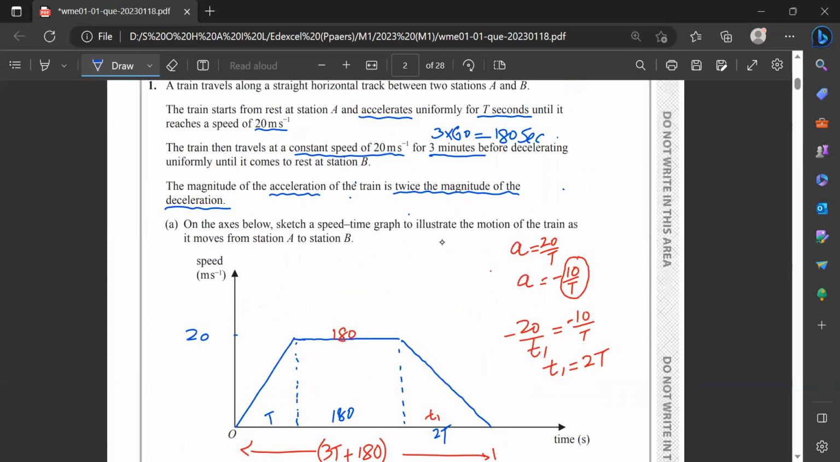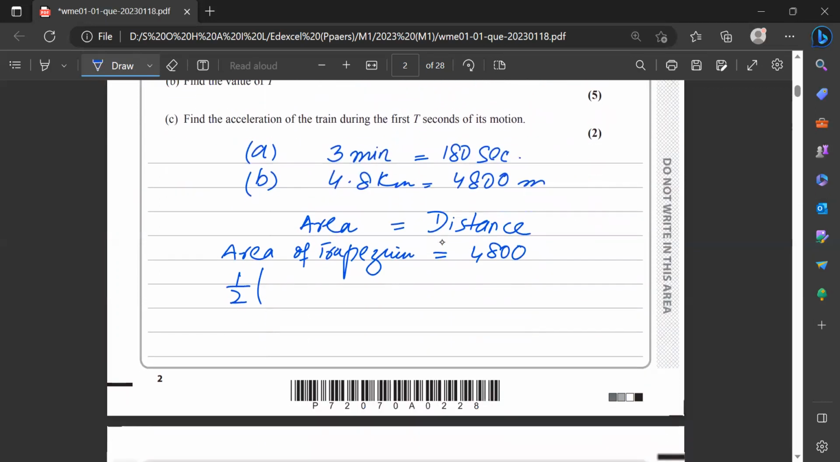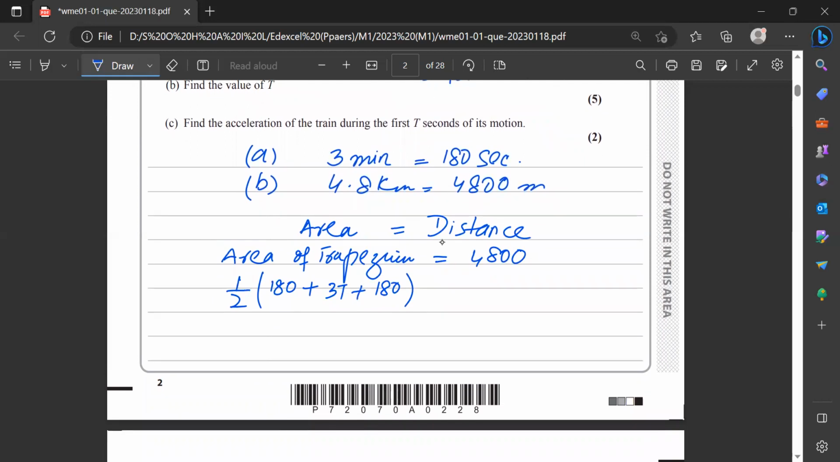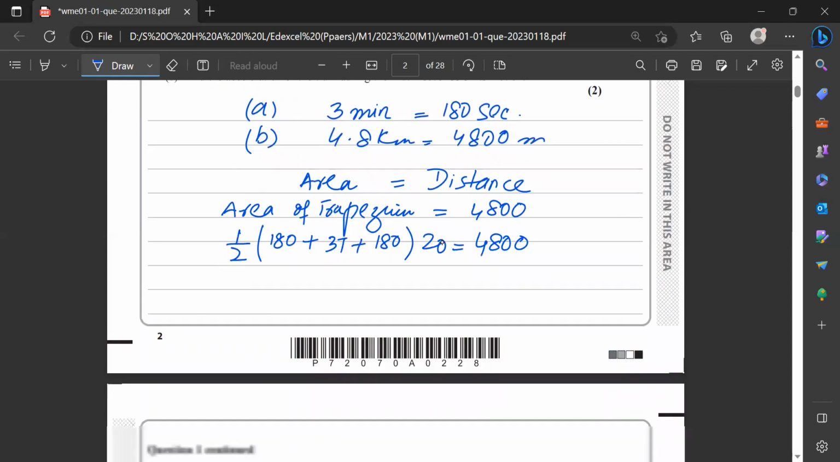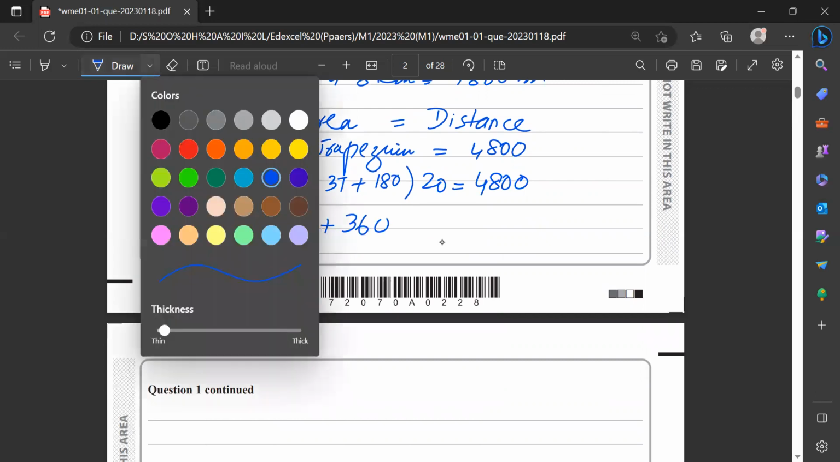So the parallel sides: 180 is one, and 3t plus 180 is the other. The sum of parallel sides is 180 plus 3t plus 180, into the distance between the parallel sides. This is 20. So 20 times this is equal to 4800. Simplifying, 3t plus 360, this goes with 2.